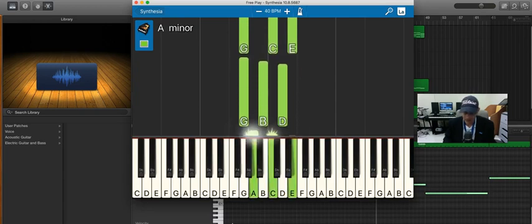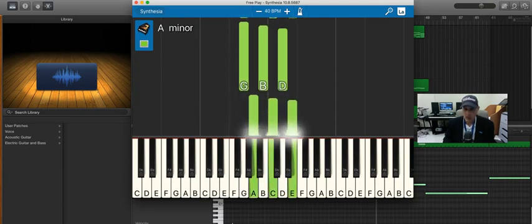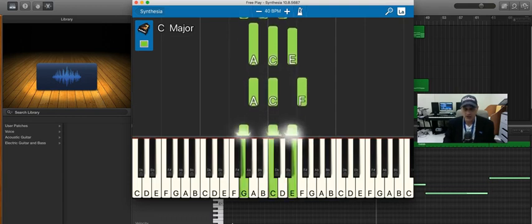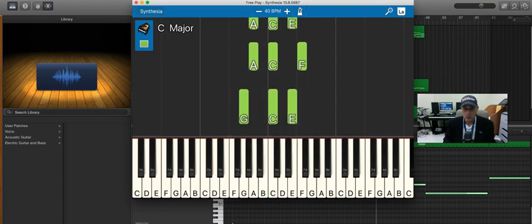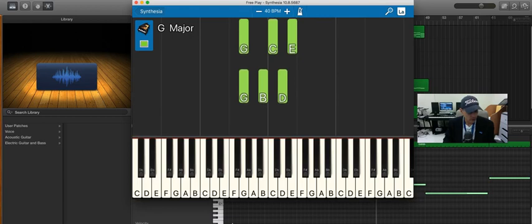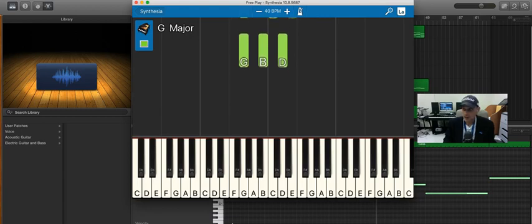Again, so that's ACE, ACF, GCE, and GBD.